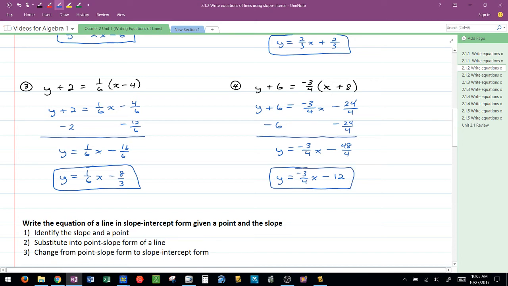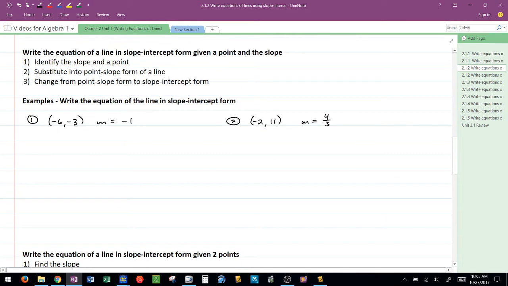All right, so goal number 2 is, can you write an equation in slope-intercept form if I'm given a point and the slope? Here's how I do this. Identify the point and the slope. We're going to plug it into point-slope form, what we worked on last lesson: y minus y1 equals m times x minus x1. And then we're going to change it from this form, which takes 2 steps, to slope-intercept form: y equals mx plus b.